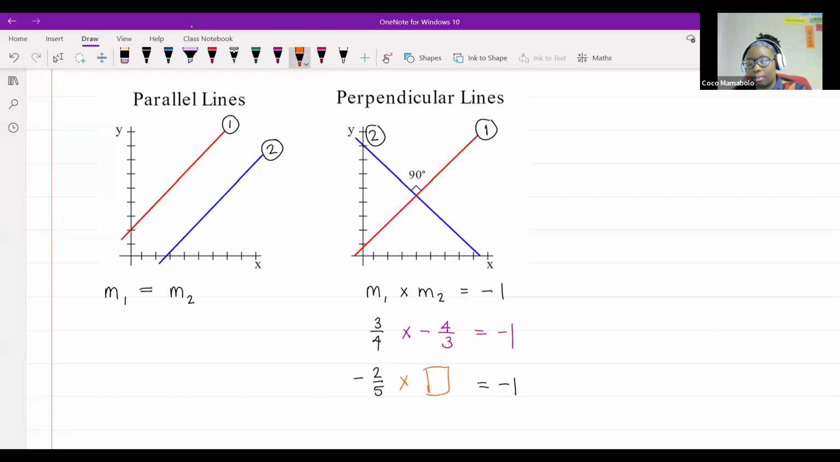5 over negative 2. Okay, you're correct about the 5 over 2 part, but do you see how this one is already negative? So we can't have another negative, right? Because a negative and a negative would give us a positive. So the answer is 5 over 2. Beautiful, that's the one I'm looking for. Nicely done. All right, are we all okay with how to calculate for parallel and perpendicular gradients?